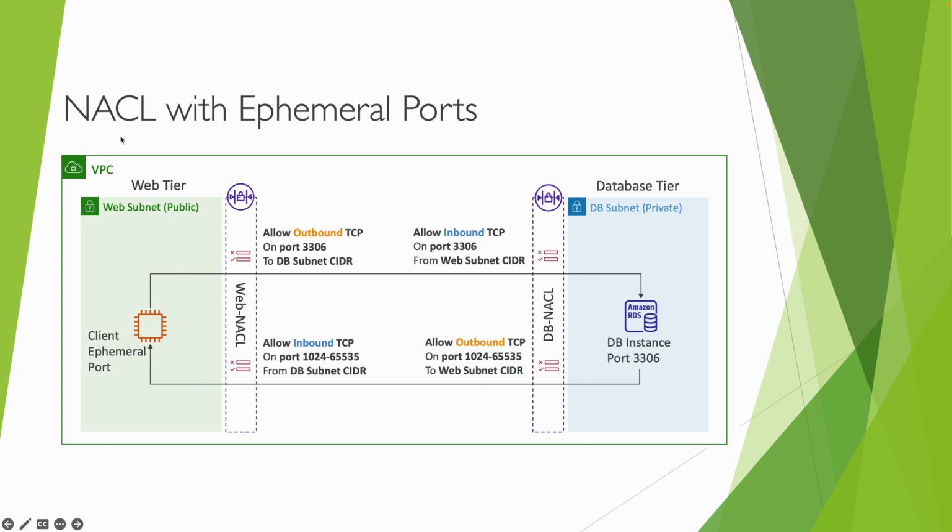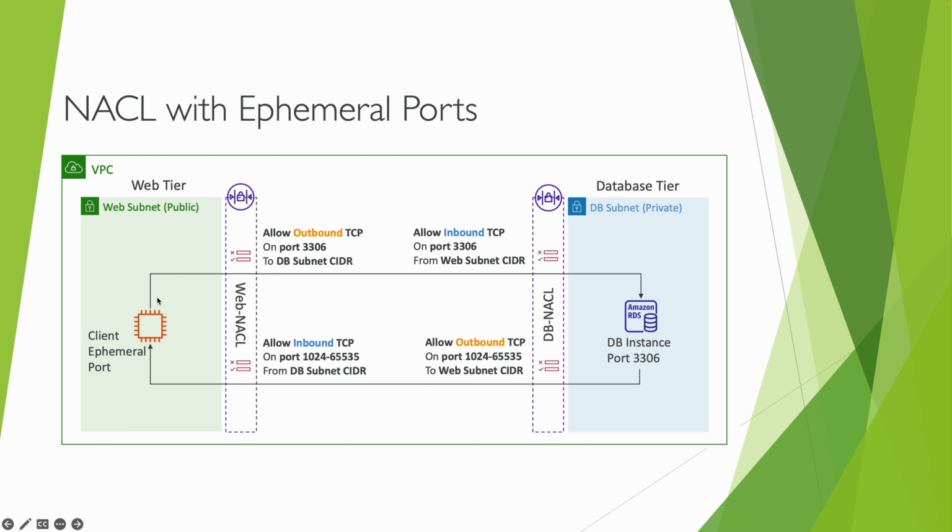So how do we handle NACLs with ephemeral ports? Say we have a VPC with a public and a private subnet. Whenever the public instance makes a request to an instance in the DB, we are doing a request from the public subnet to a private subnet. Say we have some EC2 instance which is doing a database request. This database runs on port 3306.